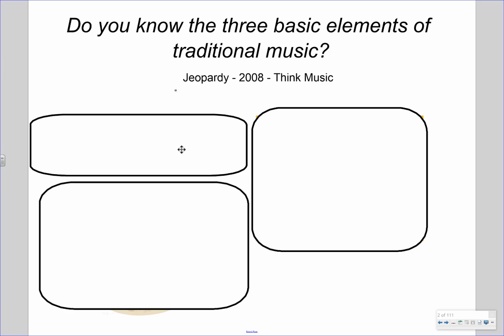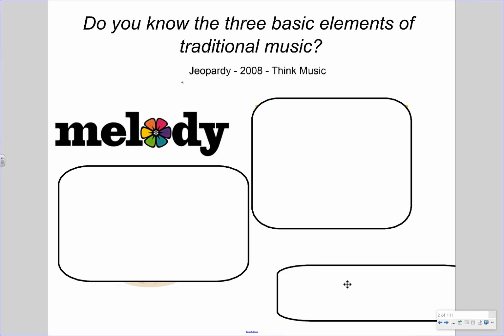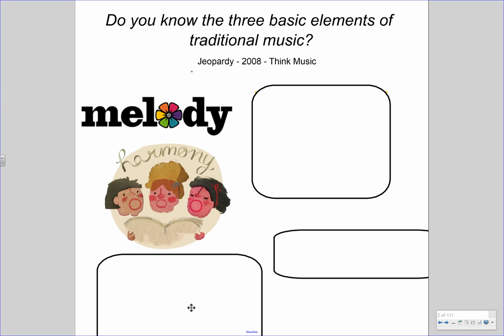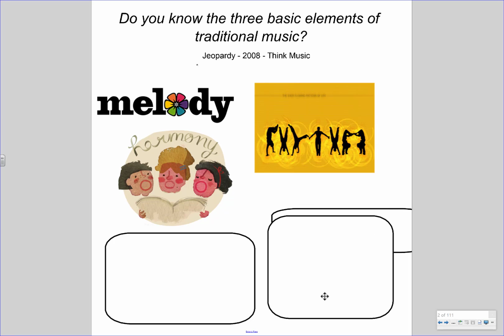So one basic element of traditional music is melody. Another basic element of traditional music is harmony. And the last basic element of traditional music happens to be, that says rhythm. So melody, harmony, and rhythm are three basic elements of traditional music.